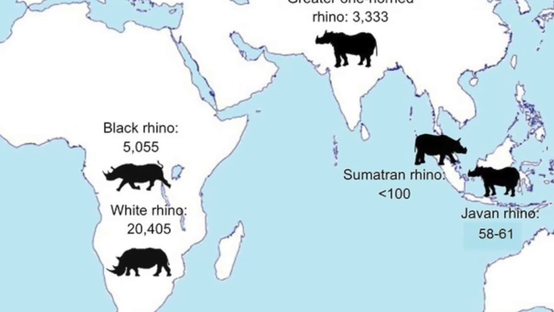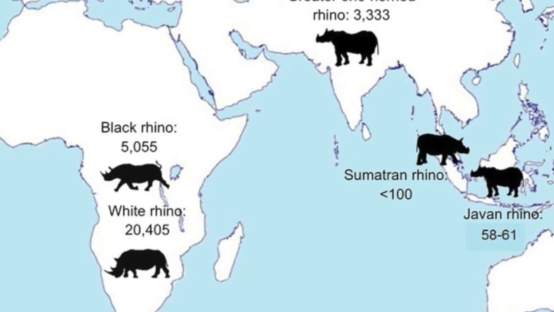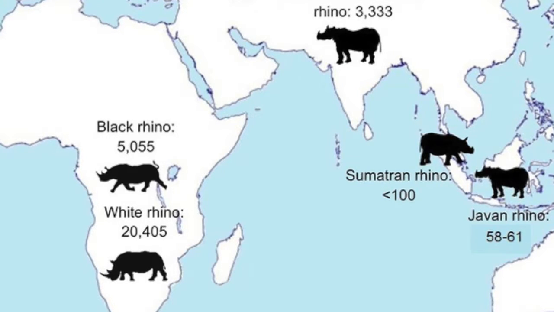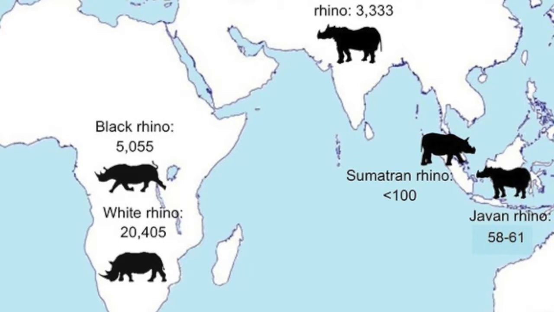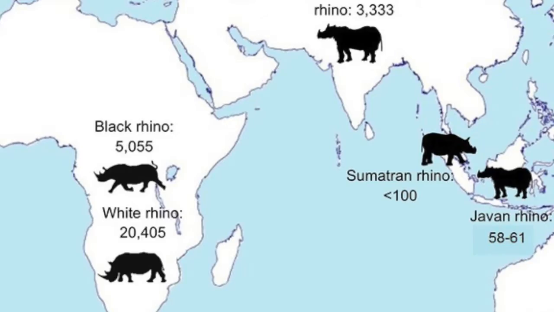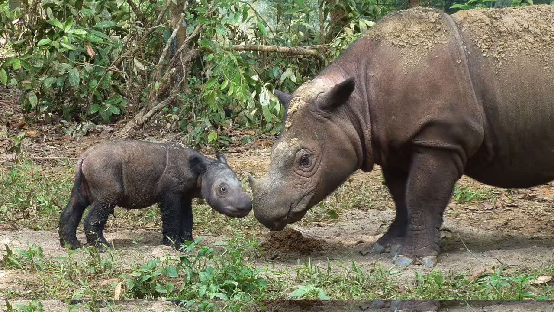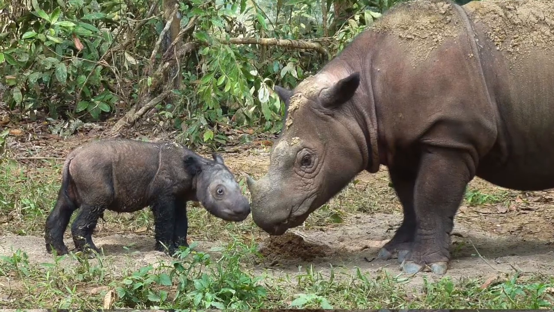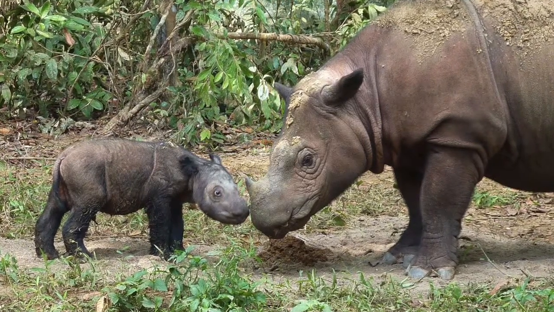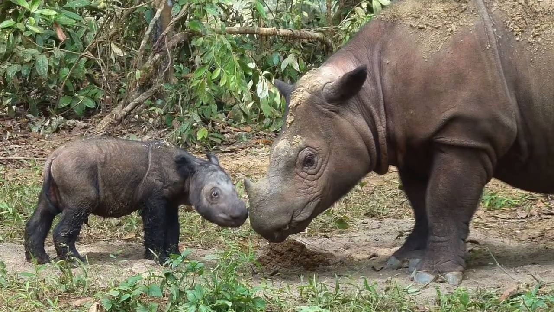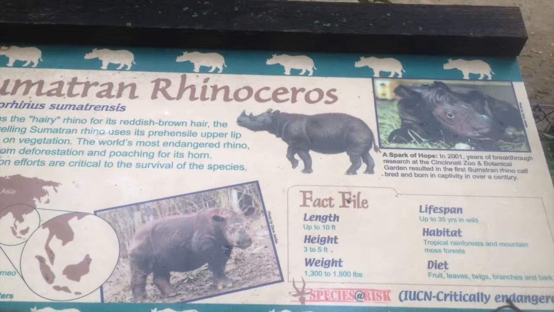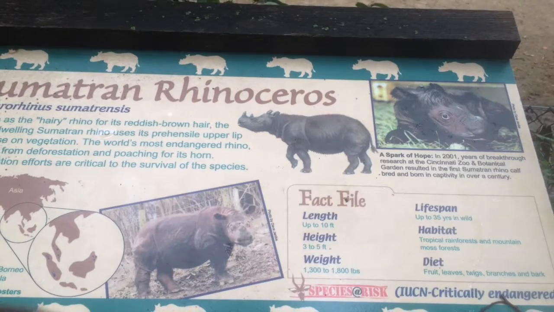African rhinos include black rhinos and white rhinos. Asian rhinos include Sumatran, Java, and greater one-horned rhino, also known as the Indian rhino. The Sumatran rhino is the smallest and the oldest living species. It is covered with patches of stiff hair. Its lineage goes back to the Miocene. It is the closest living relative of the woolly rhino and was initially found in the foothills of the Himalayas.